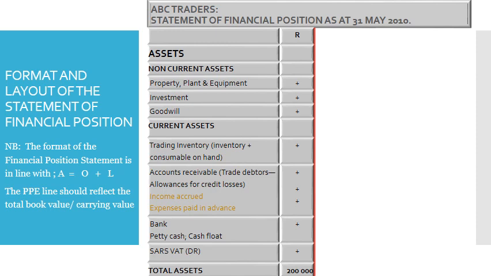it should reflect the fact that assets are divided into two categories, being the non-current assets and the current assets. Starting with the non-current assets, the first line will be property, plant, and equipment. On this line, we will reflect the total carrying value of land and building, plant and machinery, office furniture and equipment, as well as vehicles. It will be followed by investment and then goodwill.